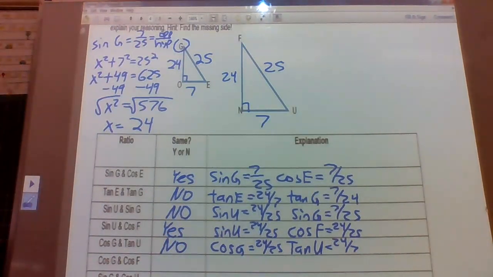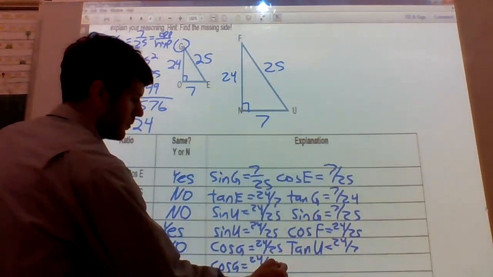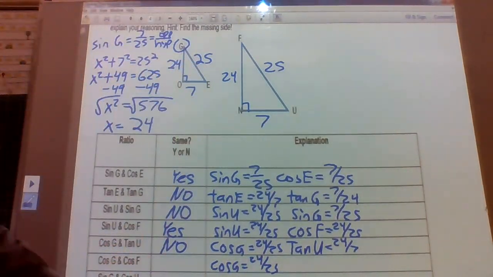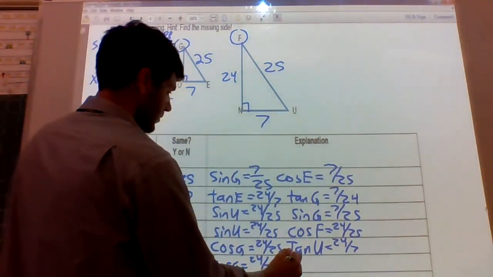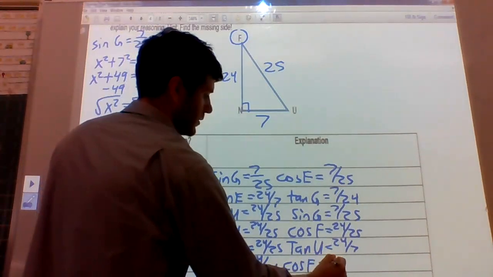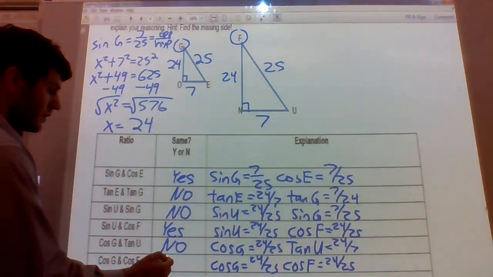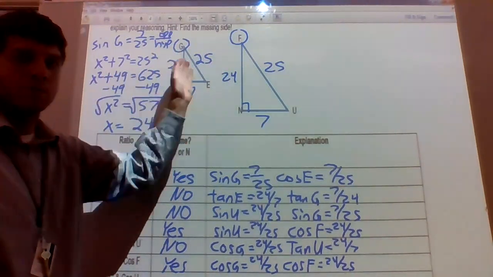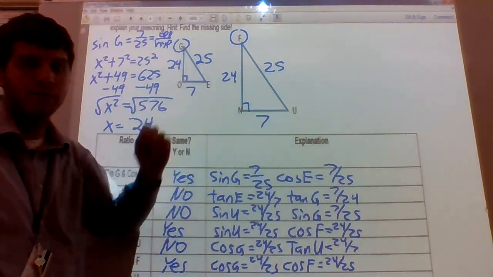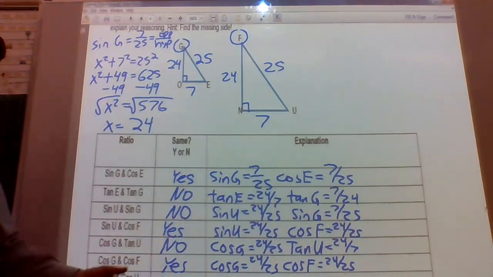Okay. Cosine of G, we just said cosine of G was 24 over 25, adjacent over hypotenuse. Okay, cosine of F, so here's F. Adjacent is 24, hypotenuse is 25. So the cosine of F is also going to be 24 over 25. And we notice it's yes, so this explanation is a little different than the first two yeses. This one is because those angles are equal. Similar triangles, so the measure of angle G and the measure of angle F are going to be equal. Those are congruent angles. So if their measures are equal, the cosine of the same angle is going to be equal.